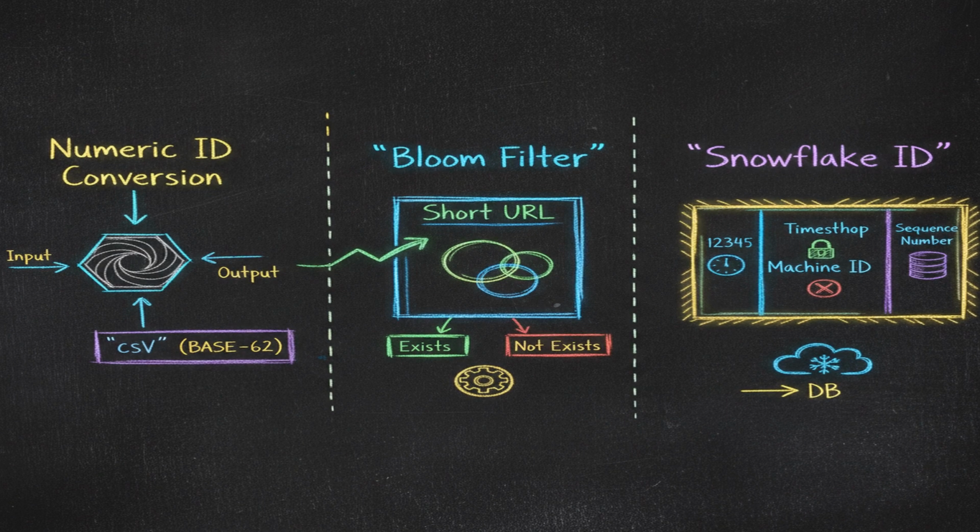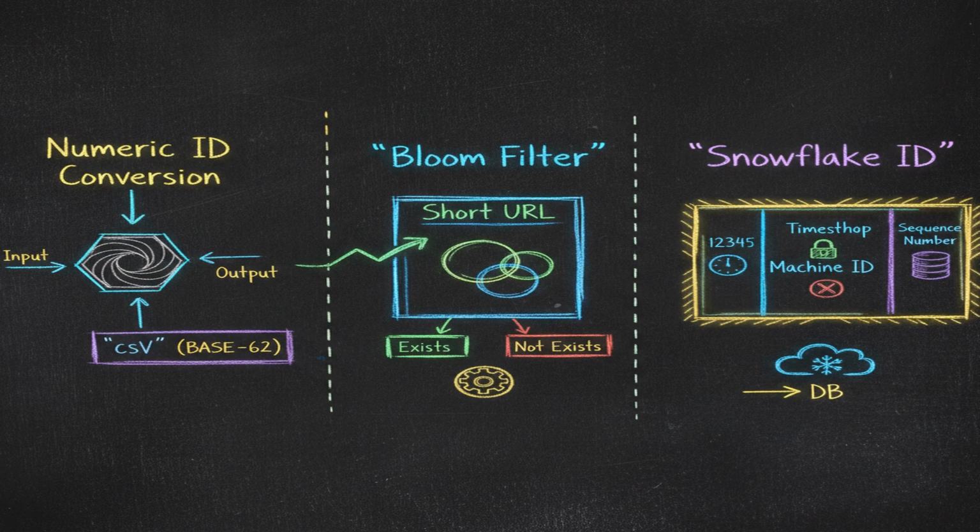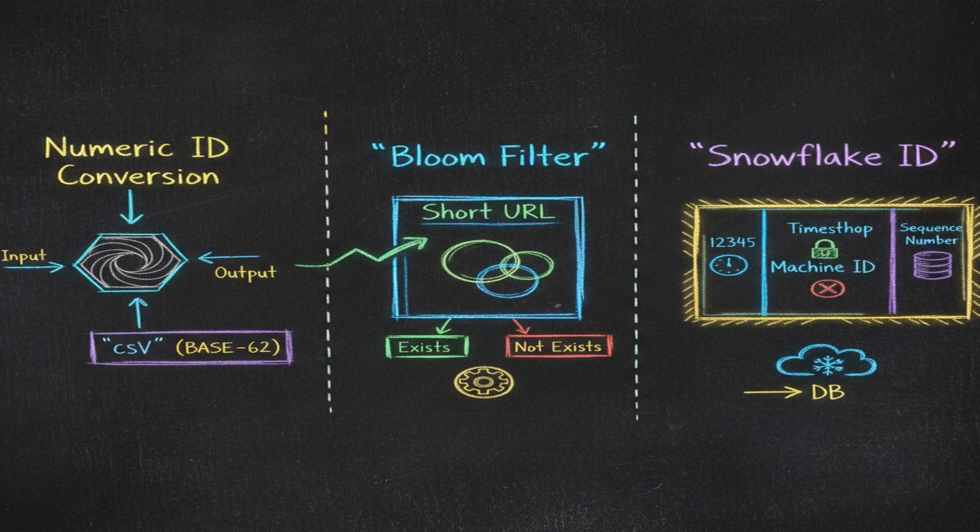To further reduce collisions, we can use Bloom filters to check if a generated short URL already exists before writing to the database. Most candidates stop here, but a strong answer also addresses concurrency. We must ensure that our ID generation is thread-safe to avoid duplicate IDs. Your interviewer will push back here.